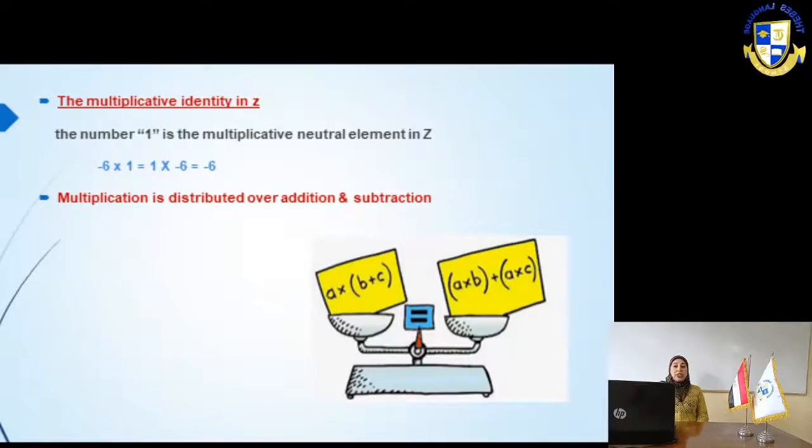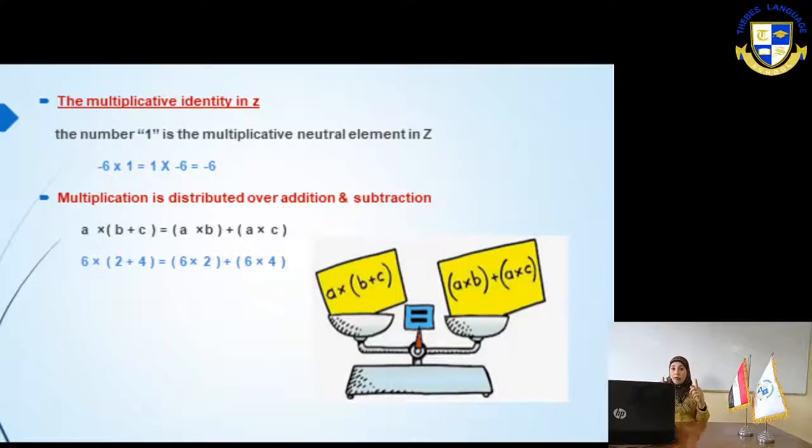Here, the multiplication distributes over addition and subtraction. What does it mean? It means if I have A multiplied by the sum of B and C, it equals A multiplied by B plus A multiplied by C. Let's take an example: 6 multiplied by the sum of 2 plus 4. It means I'll distribute 6 over this bracket. It will be 6 times 2 plus 6 times 4. Okay, it will stay the same answer.